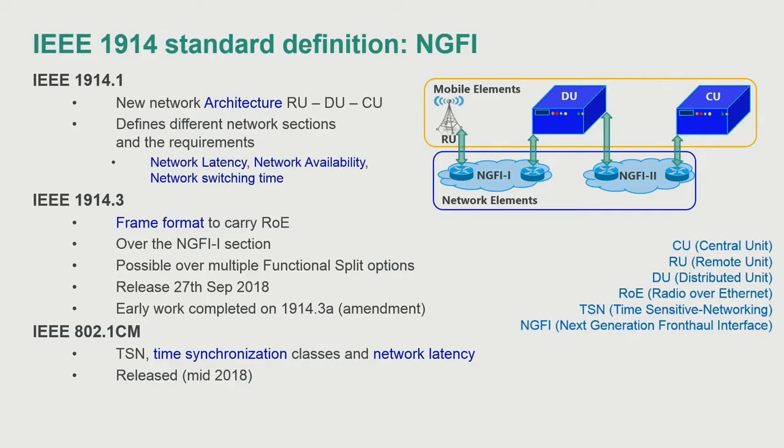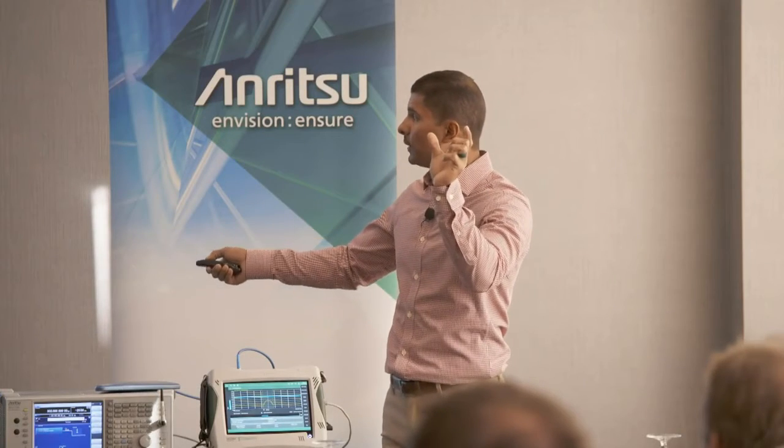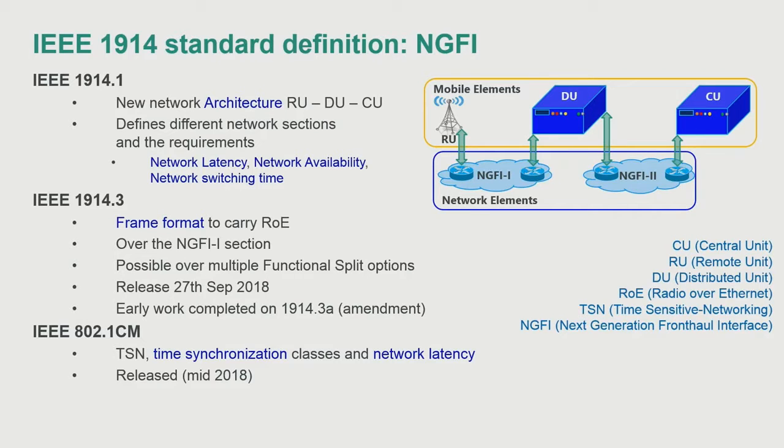Moving on to 1914.3, this is what's defining the frame format. What does that radio over Ethernet frame consist of? So 1914.1, architecture. 1914.3, the frame. And then finally, going down to 802.1CM, this is talking about the synchronization of that network. And again, we'll talk more about that because that plays a bigger impact later.